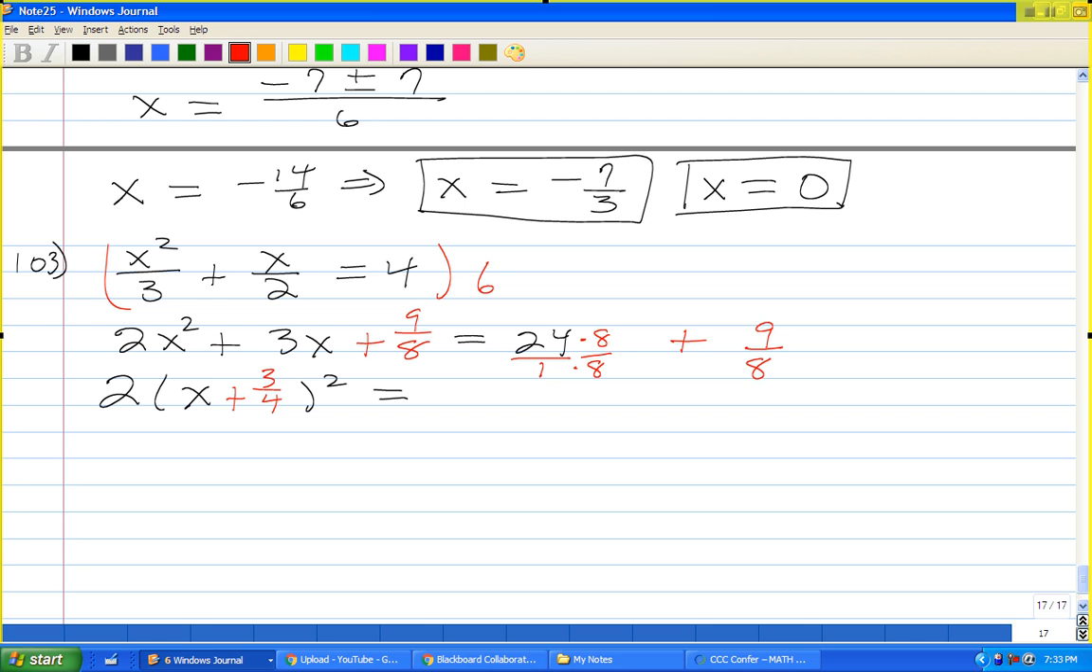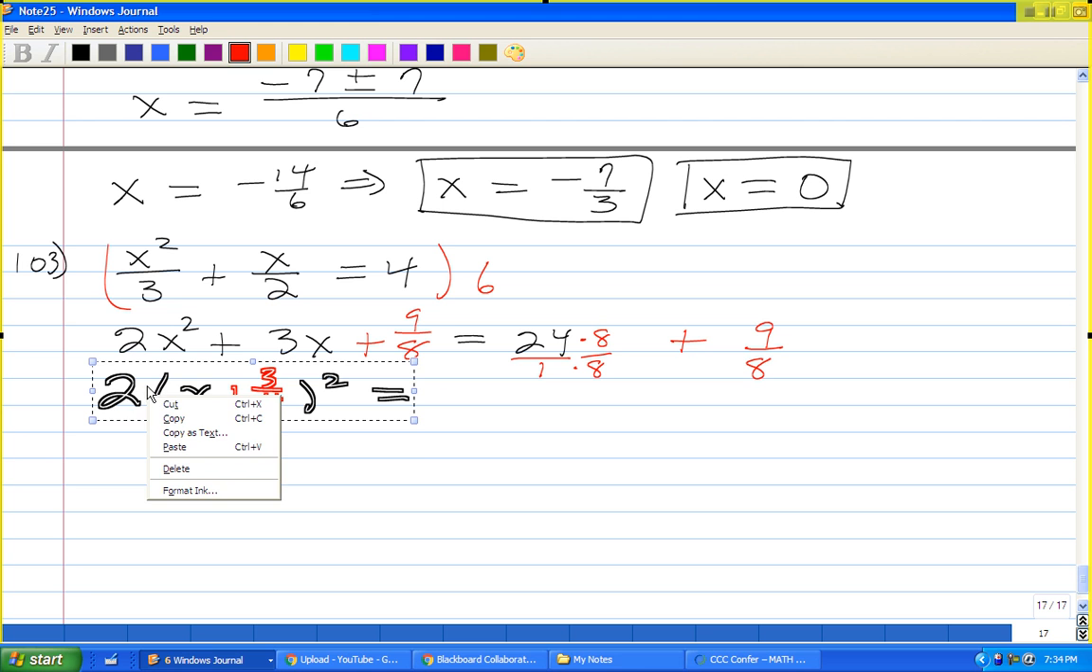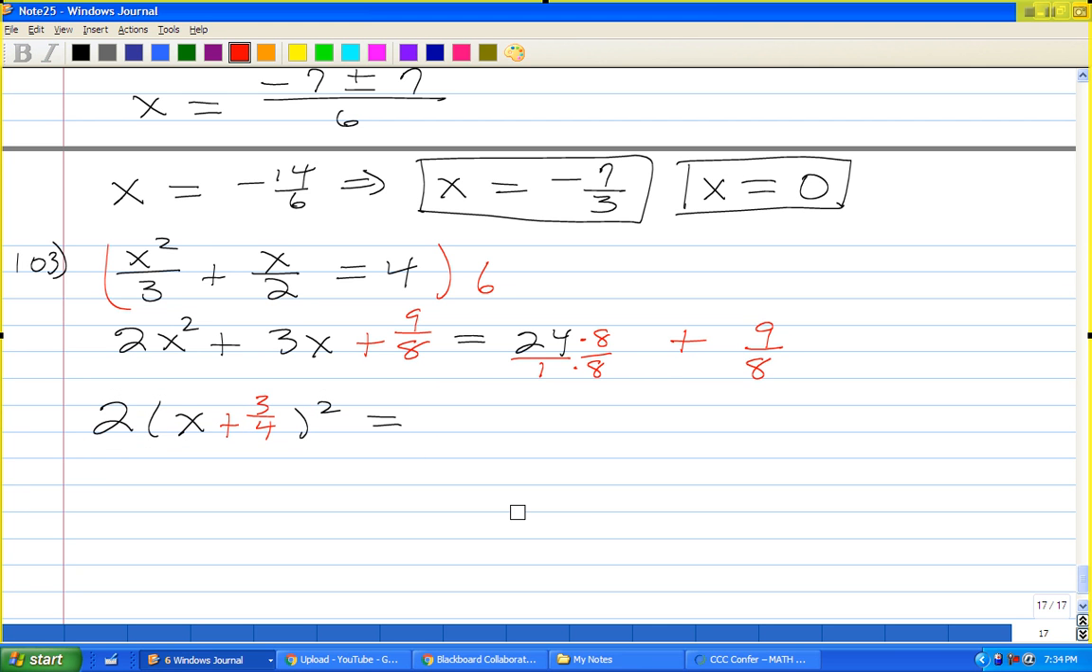I guess I'm going to have to move this. There it is. 24 times 8, 192, over 8 plus 9 over 8, 201 over 8. Divide both sides of your equation by 2.